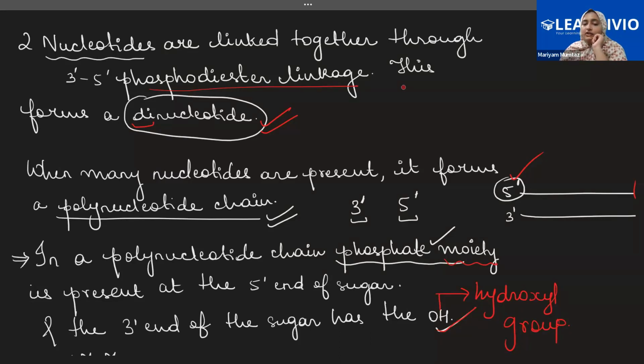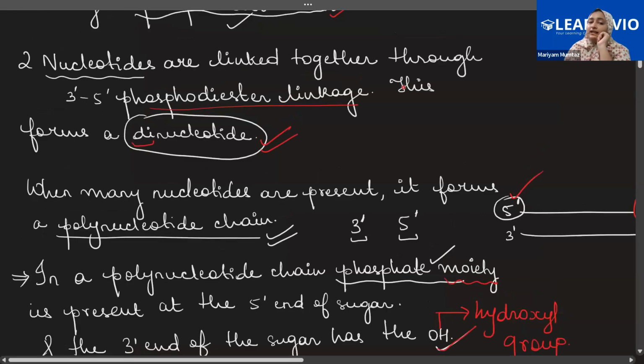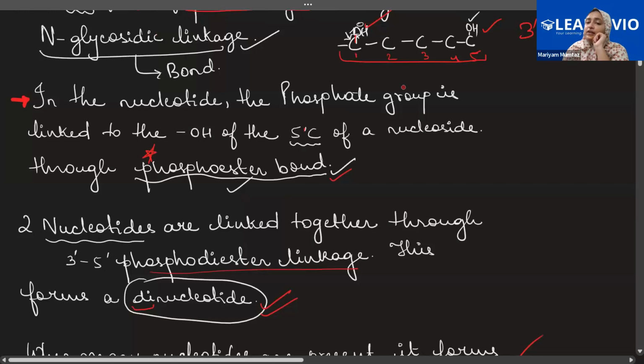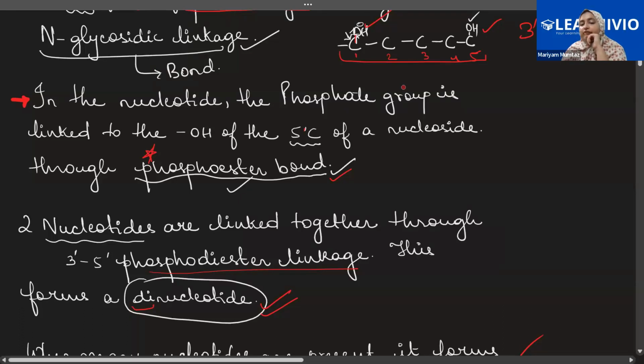In a polynucleotide chain, the phosphate moiety is present at the 5' end, because while the nucleotide is being formed, the phosphate is present at which carbon? Tell me. What happened? You people are not understanding? Are you having any difficulty? Ma'am, can you repeat the question? The question is, the phosphate group attaches to which carbon number?